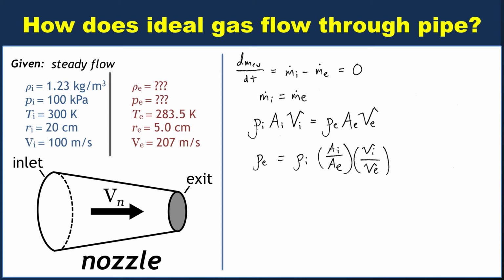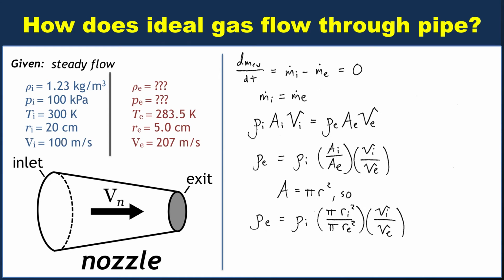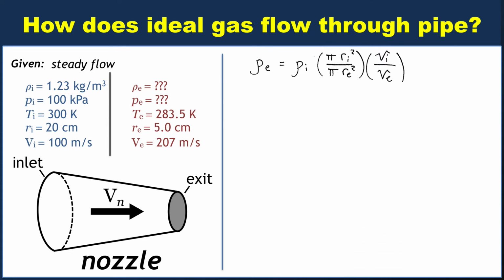The area of the pipe, in either case, is pi r squared, even though we have to subscript r because the radii are different at the inlet and exit. So let's put that in. A equals pi r squared. That tells us that our expression for the density becomes this. Now the factors of pi will cancel, so really we'll just substitute in for the area ratio a ratio of the radii squared. We'll simplify this a little bit by canceling the pi factor.